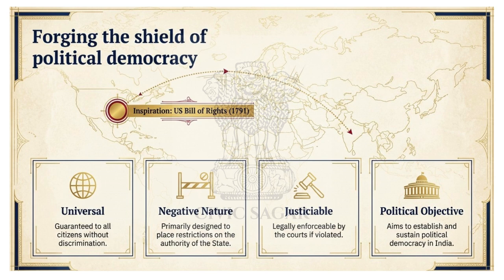Third, they are strictly justiciable. If these rights are ever breached, they are legally enforceable in a court of law. Citizens hold the power to stand directly before the judiciary and demand their immediate restoration. Finally, their core political objective is clear: to establish and sustain a robust political democracy across the nation, ensuring that a government of laws always prevails over a government of men.